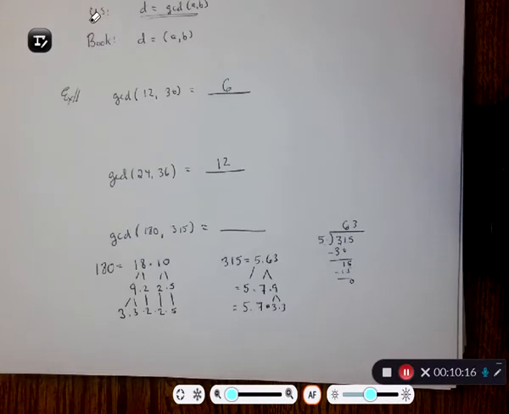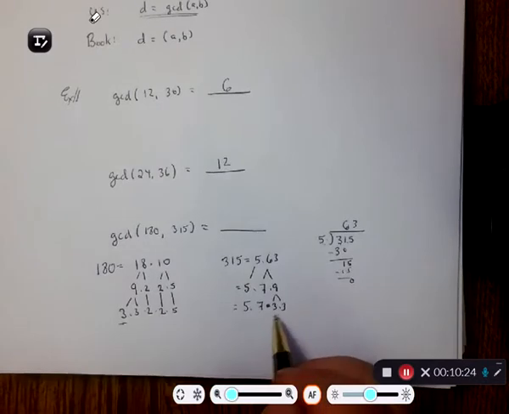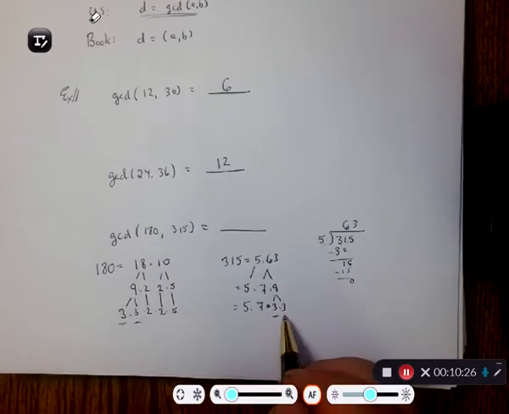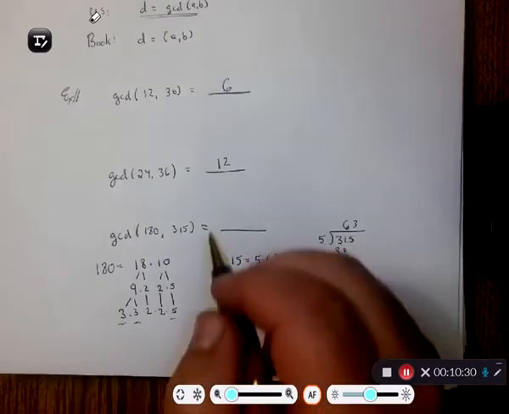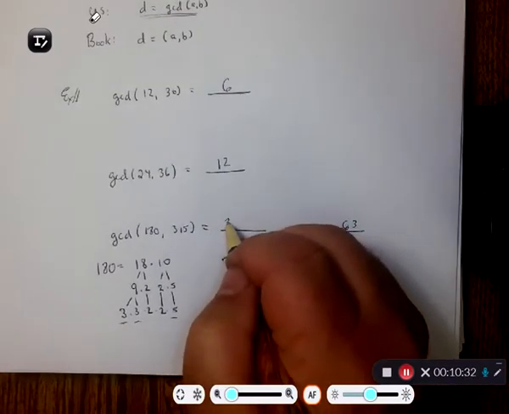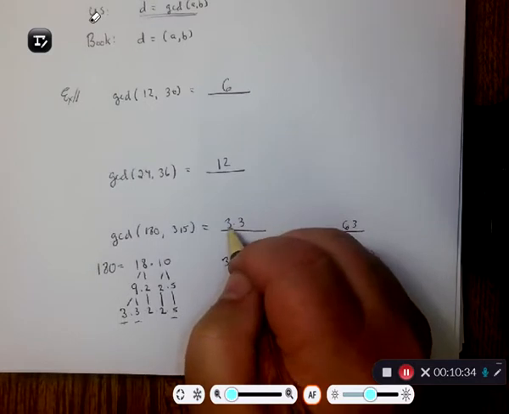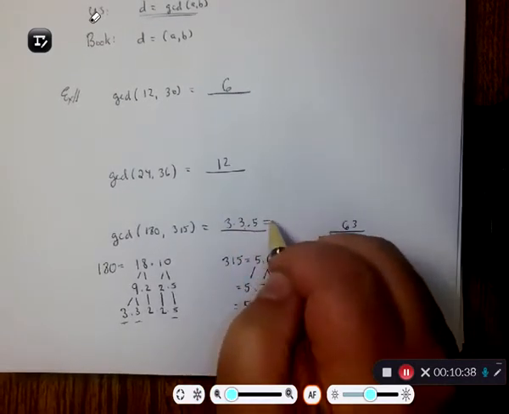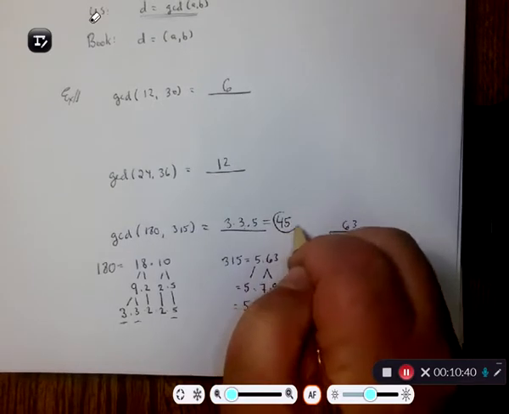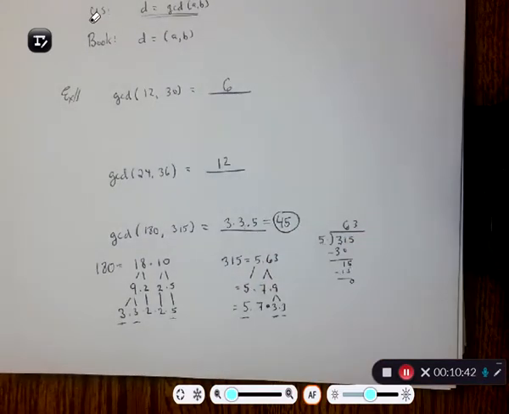Now, the question is, what's the GCD? The GCD is the greatest common divisor. So what factors do they have in common? They have a 3 in common, they got another 3 in common, and they got a 5 in common. That's it. So the GCD is going to be what's in common in the prime factorization: 3 times 3 times 5. And 3 times 3 is 9, times 5 is 45. So the GCD is 45.